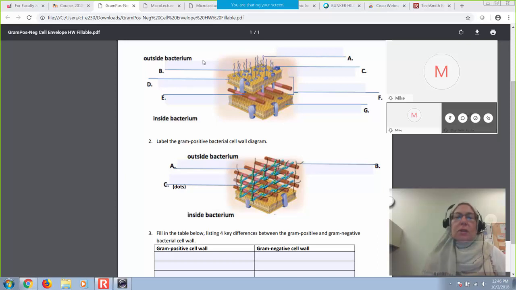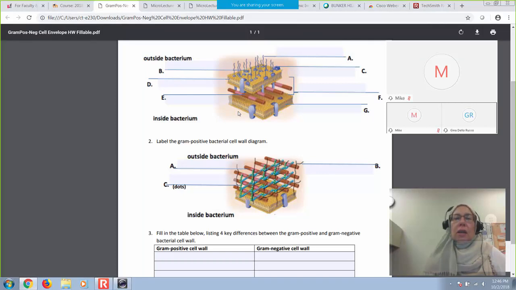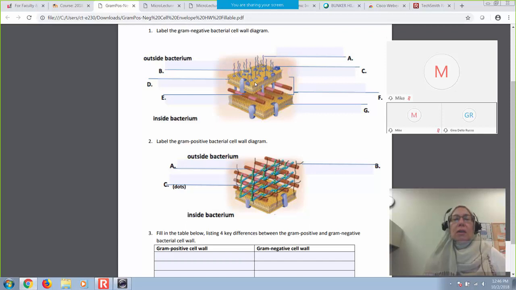So the first image in part 1 is a gram-negative bacterium. How do we know it's gram-negative? Because it has the inner membrane and the outer membrane. I tell you which side is the inside of the bacteria and which side is the outside environment, right? So you see these two lipid bilayers, and right away you should know it's gram-negative.